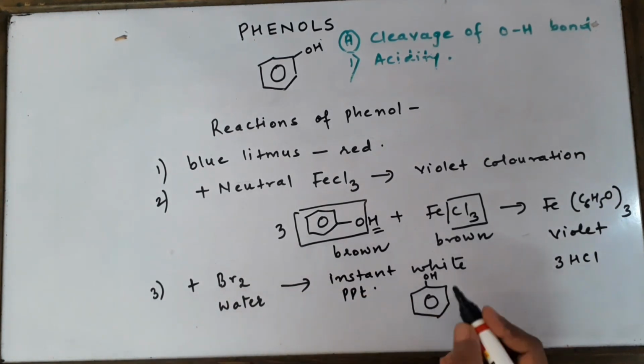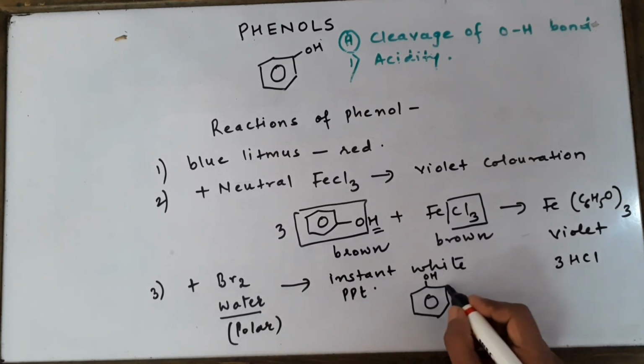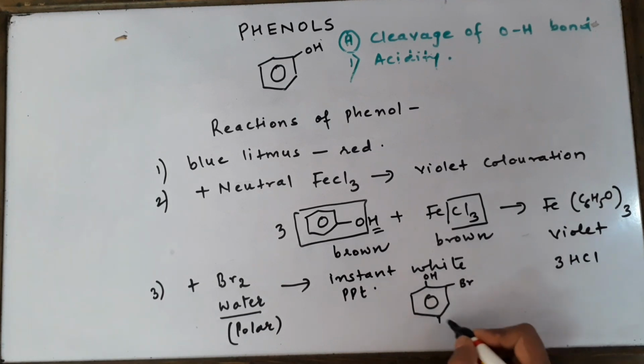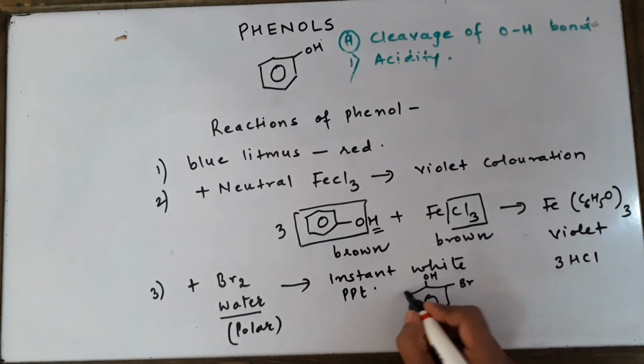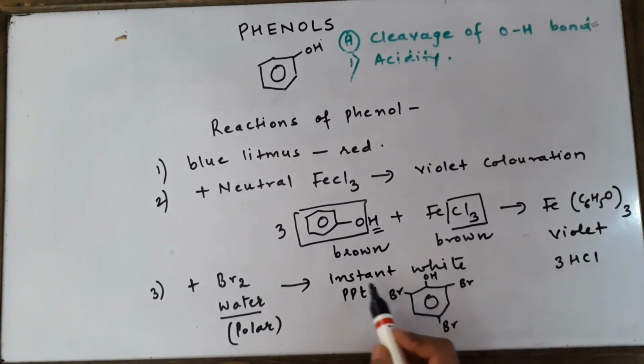Bromine you're adding, so bromination will take place, and a very speedy bromination will take place because you are using a very polar solvent which will generate lots of electrophiles. Lots of electrophiles means polysubstitution will take place, and we will get 2,4,6-tribromophenol, which is the reason for the white colored precipitate.